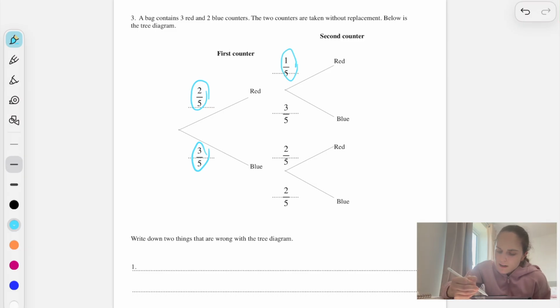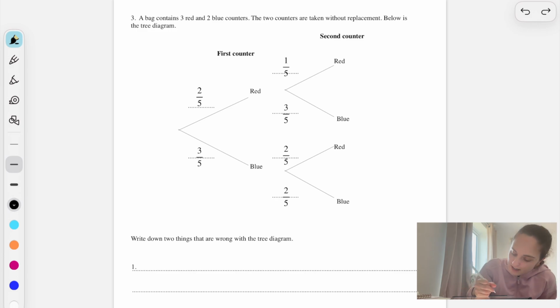And then we have 1/5 and 3/5, and 2/5 and 2/5, so they don't add up to 1. 1/5 and 3/5 add up to 4/5, and 2/5 and 2/5 also add up to 4/5. So we know the outcomes from the second counter do not add up to 1. So that's going to be my first thing.